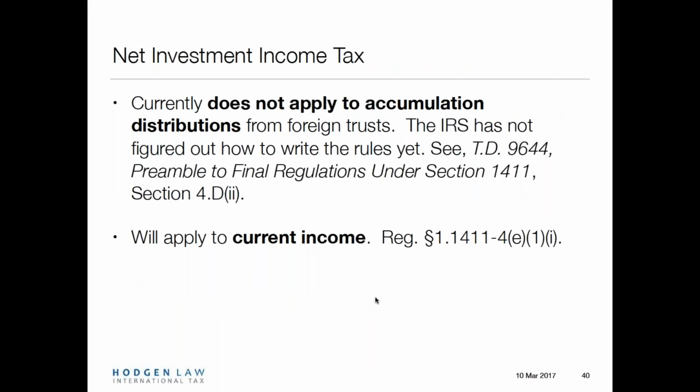Net investment tax, this may or may not be around depending on what Congress does this year of our Lord 2017, but here's how it stands right now. The net investment income tax does not apply to accumulation distributions simply because the IRS hasn't figured out how to write the regs yet. It will, however, apply to current income distributions from a foreign non-grantor trust.